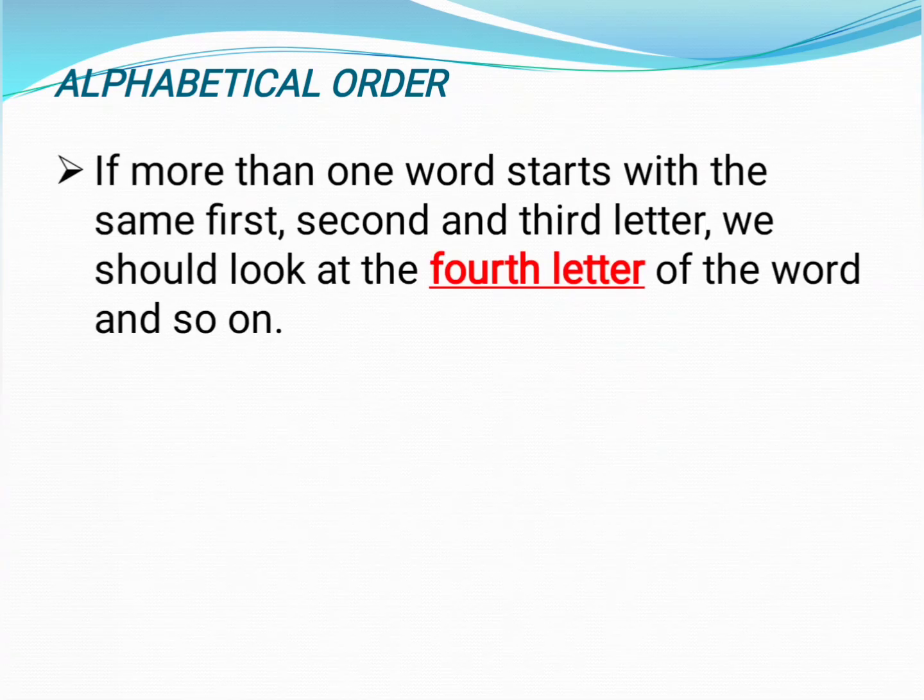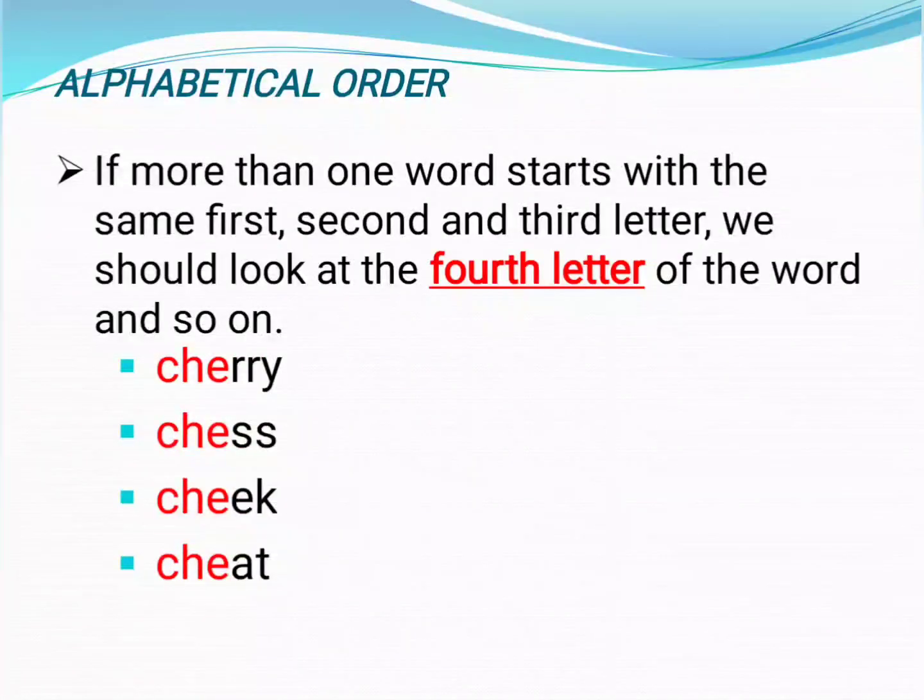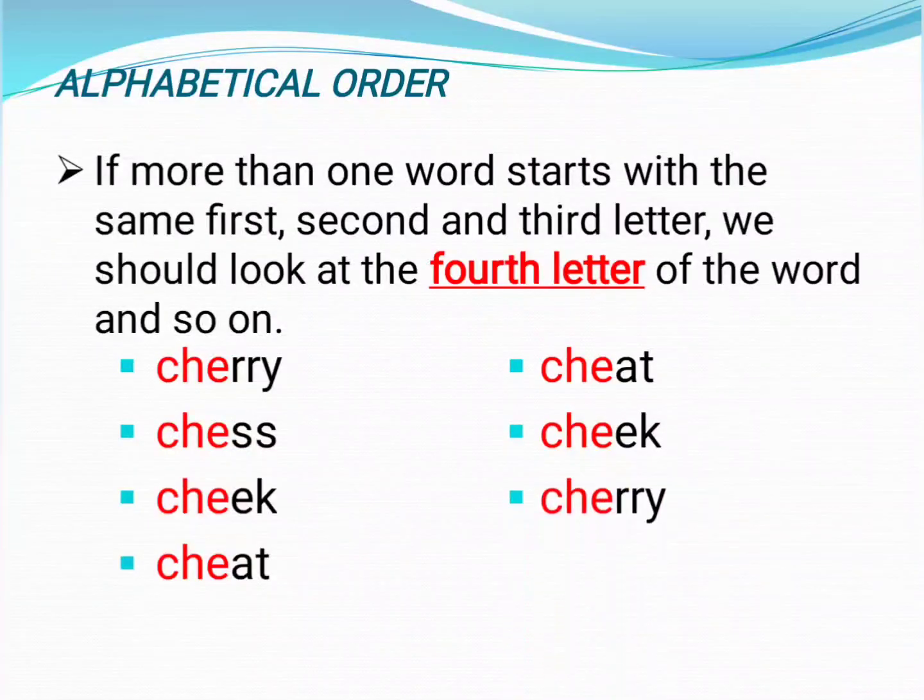Or if the first, second, third, three letters are same, then we'll go for the fourth letter. Now look at this example: cherry, chess, cheek, cheat. First three letters are same. So, cheat will come at the first place while arranging: cheek, then cherry and chess. In the same way, if the first, second, third, fourth letters are same, then we'll look for the fifth letter.